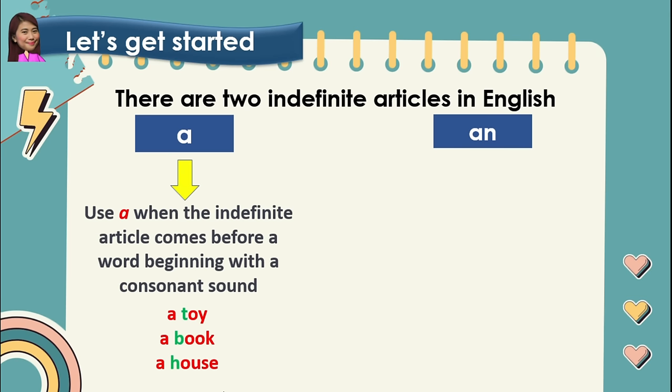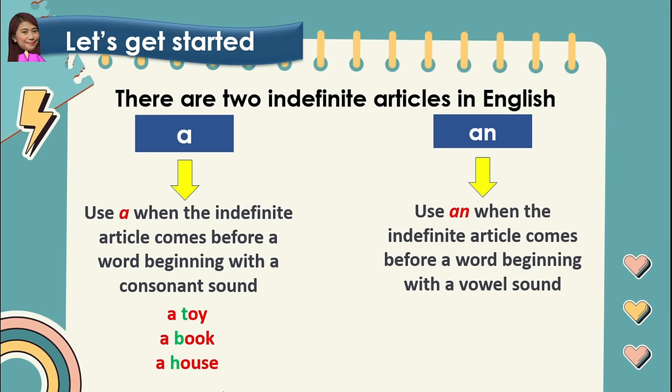Now, when do we use the article an? We use an when the indefinite article comes before a word beginning with a vowel sound. For examples, an operation. We use article an before the word operation because it begins with the vowel sound o.